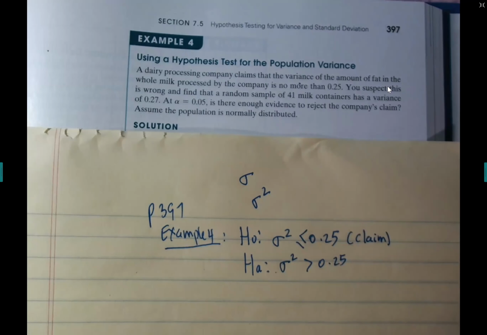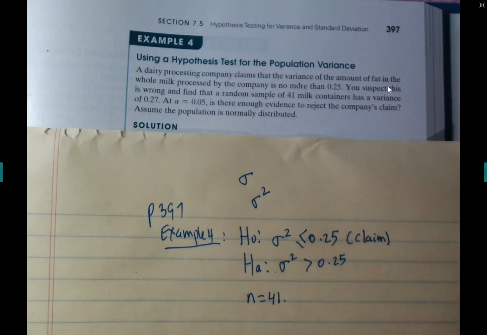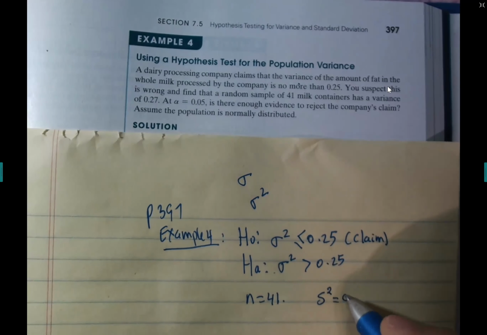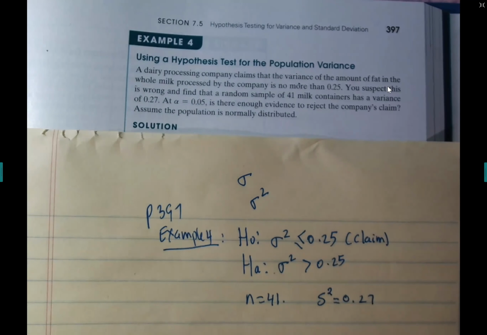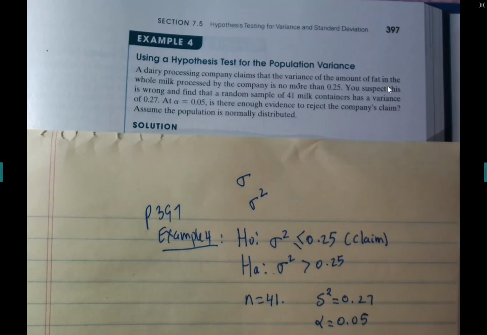You suspect this is wrong and find that a random sample of 41 milk containers, so n is 41, has a variance of 0.27. That's the sample. The sample variance, guys, is called s squared. At alpha equals 5%, is there enough evidence to reject the claim? When he asks you if you can reject the claim, be sure that the claim was in the null hypothesis. The question of rejection is only given when the claim is in the null hypothesis.